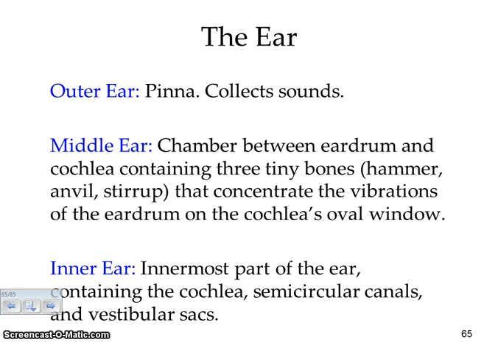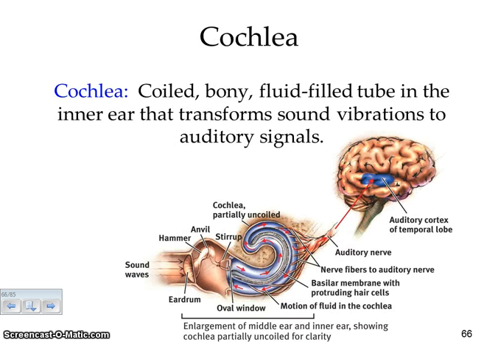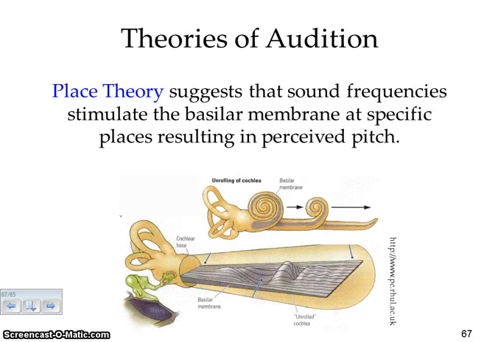The middle ear is the chamber between the eardrum and the cochlea, and this contains those three tiny bones, the hammer, the anvil, and the stirrup. What this does is concentrate the vibrations of the eardrum on the cochlea's oval window. The inner ear is the innermost part of the ear, containing the cochlea, the semicircular canals, and the vestibular sacs. The cochlea is the coiled, bony, fluid-filled tube in the inner ear, and it transforms sound vibrations to auditory signals that we can understand.